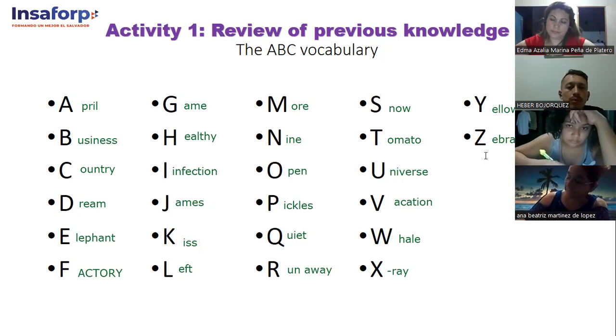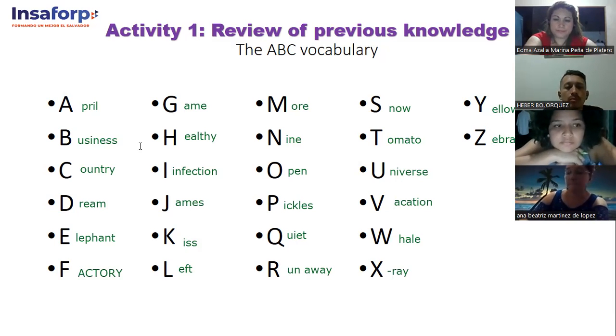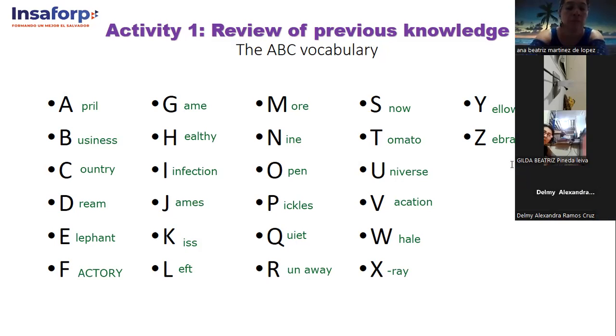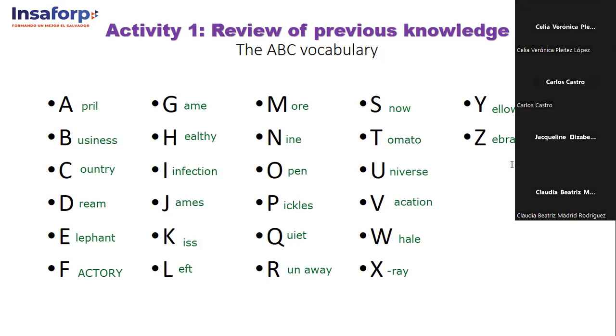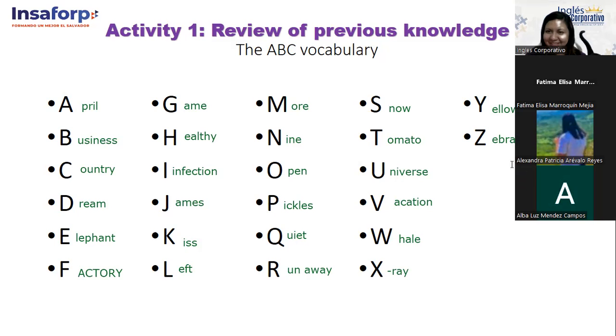So we practice the alphabet with different words in English. A lot of them. Okay. Can somebody tell me the whole alphabet? A, B, C, D, E, F, G, H, I, J, K, L, M, N, O, P, Q, R, S, T, U, V, W, X, Y, and Z. Thank you. I couldn't see who the person was, but thank you so much. I think it was Fatima. Yes. Okay, thank you.